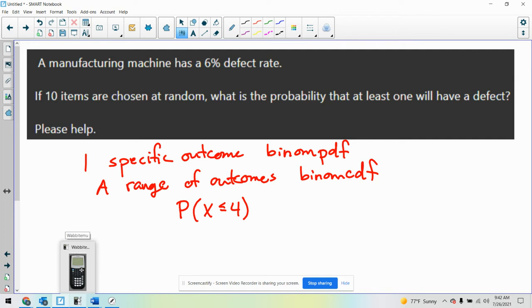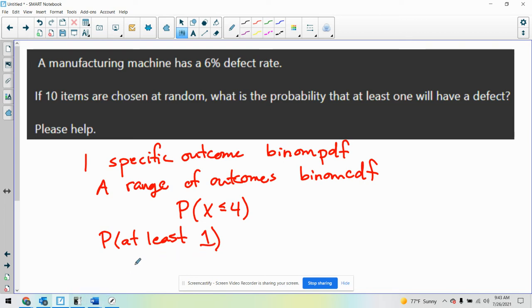So this is a manufacturing machine has a 6% defect rate. If 10 items are chosen at random, what is the probability that at least one will have a defect? So we want to know the probability of at least one. So that means 1 could be defective, 2 could be defective, 3, 4, 5, all the way up to 10. So you can find each of those individually and add them up if we want to use a binomial PDF.